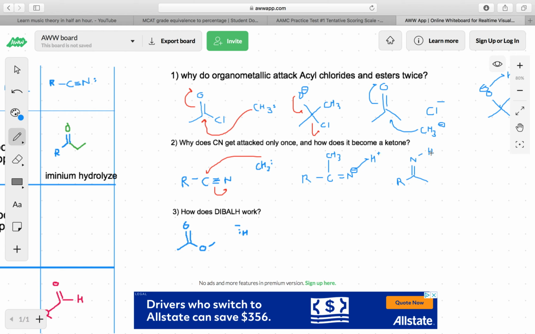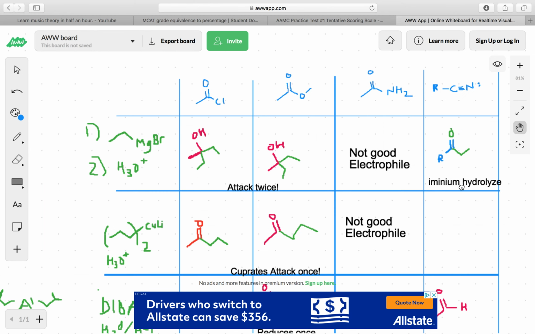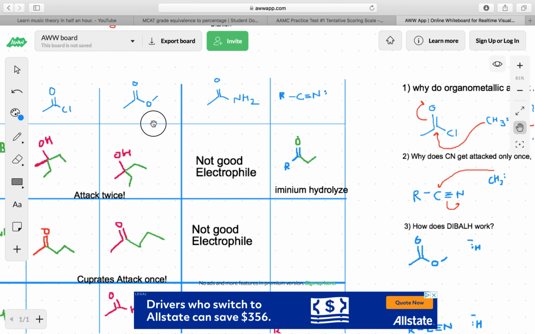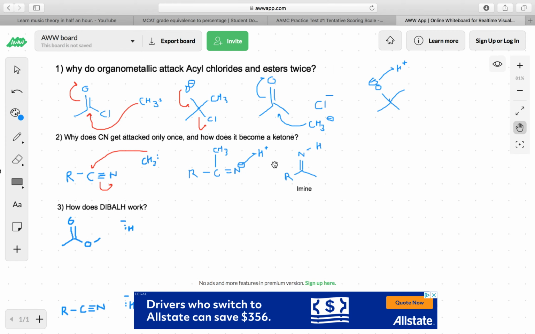So now if you were paying attention during ketone and aldehyde chemistry, you would know that this is called an imine. And we know that imines can be hydrolyzed back to their ketone form in acid. And anytime we use an organometallic, we always have an acid workup. So for here, it would just be an acid workup to protonate these OHs. But for our cyanide, it wouldn't just act as a workup. It would hydrolyze this imine back to a carbonyl.